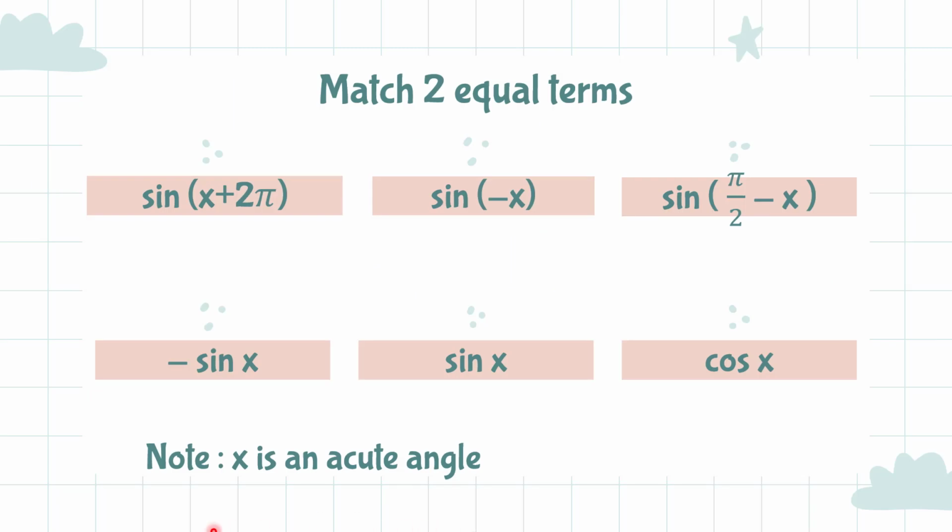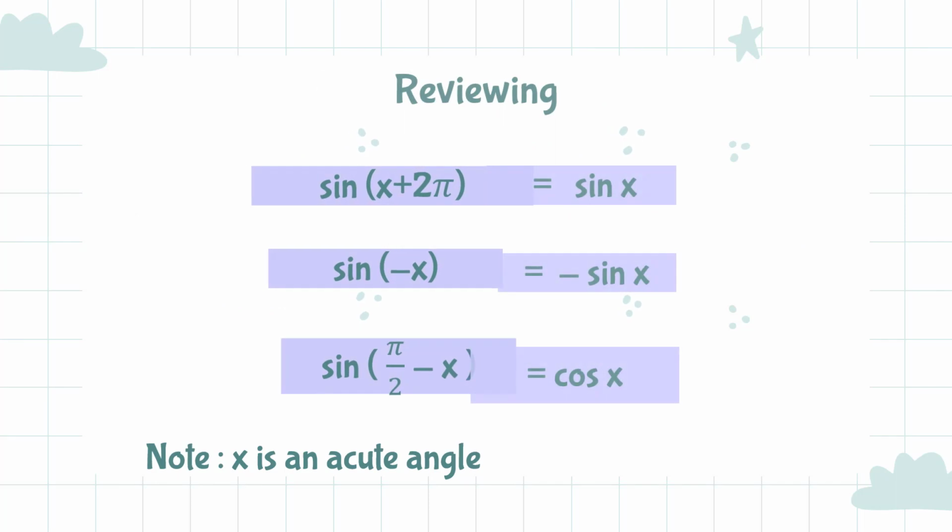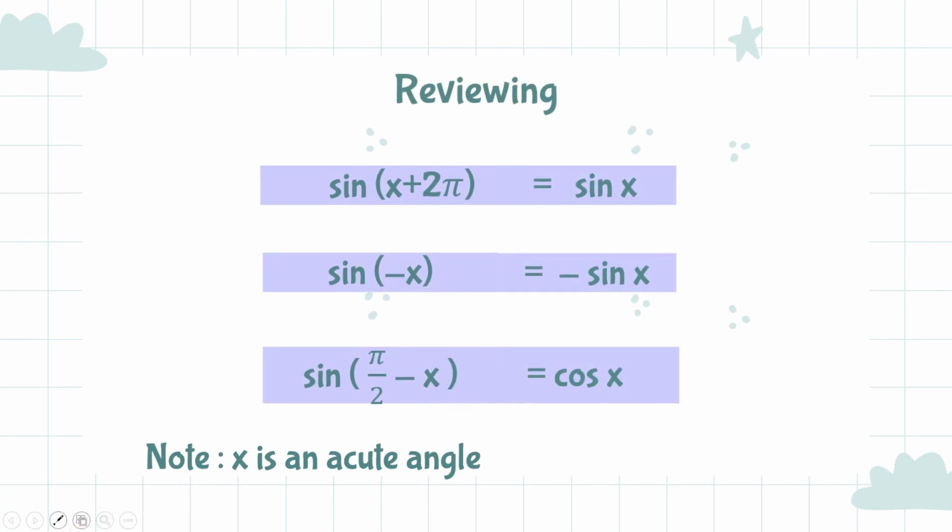Please match two equal terms. If x is an acute angle, you can pause and see whether your answer is correct or not. Yeah, so sin(x + 2π) is sin x. Since it is in the first quadrant and sine is positive, sin(−x) is −sin x because it is in the fourth quadrant. And when it is a complementary relation, sine changes to cos.